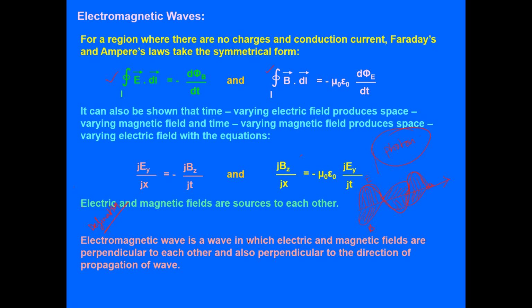This says that this is a kind of wave where the electric and the magnetic fields are perpendicular to each other and also perpendicular to the direction of propagation of the wave.